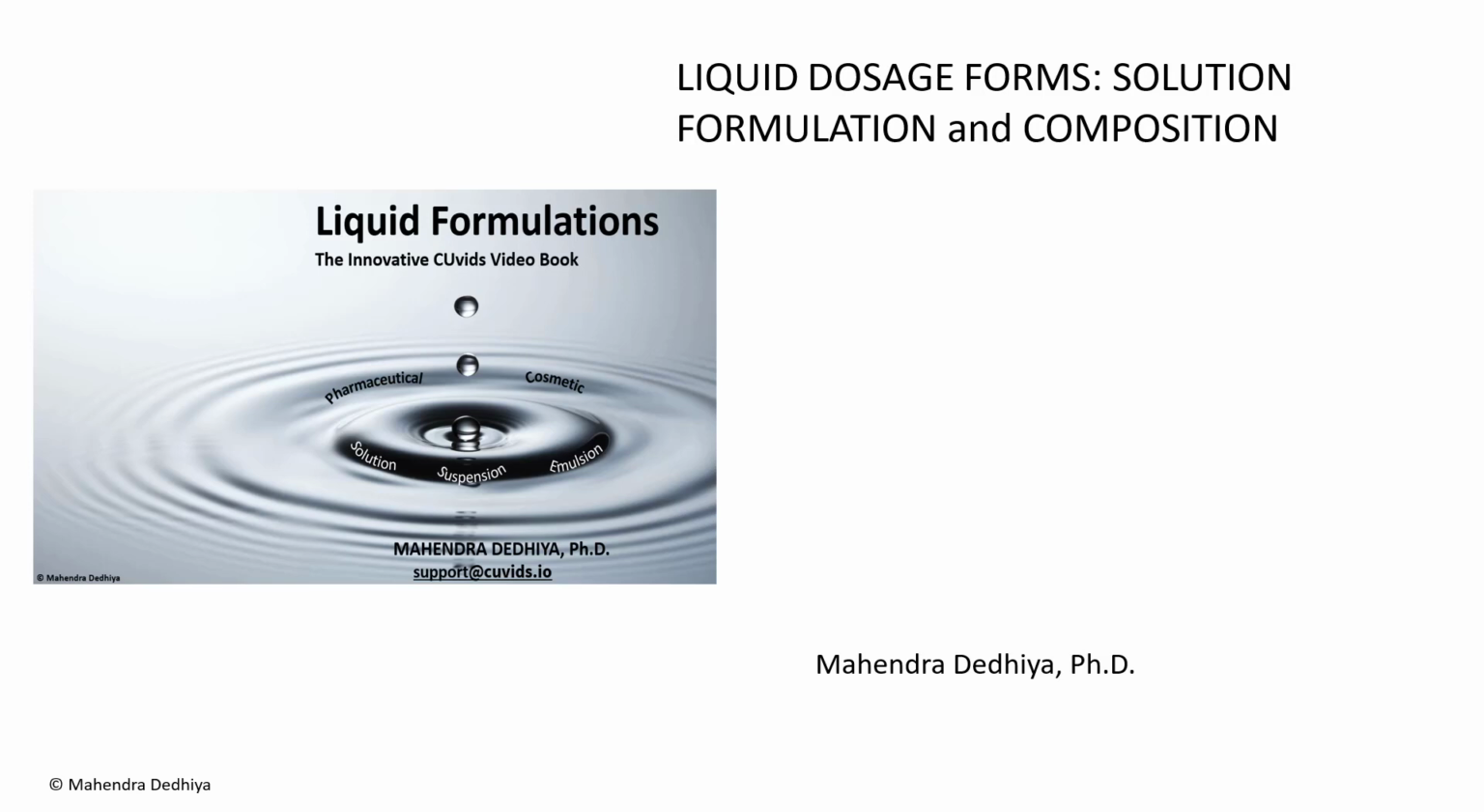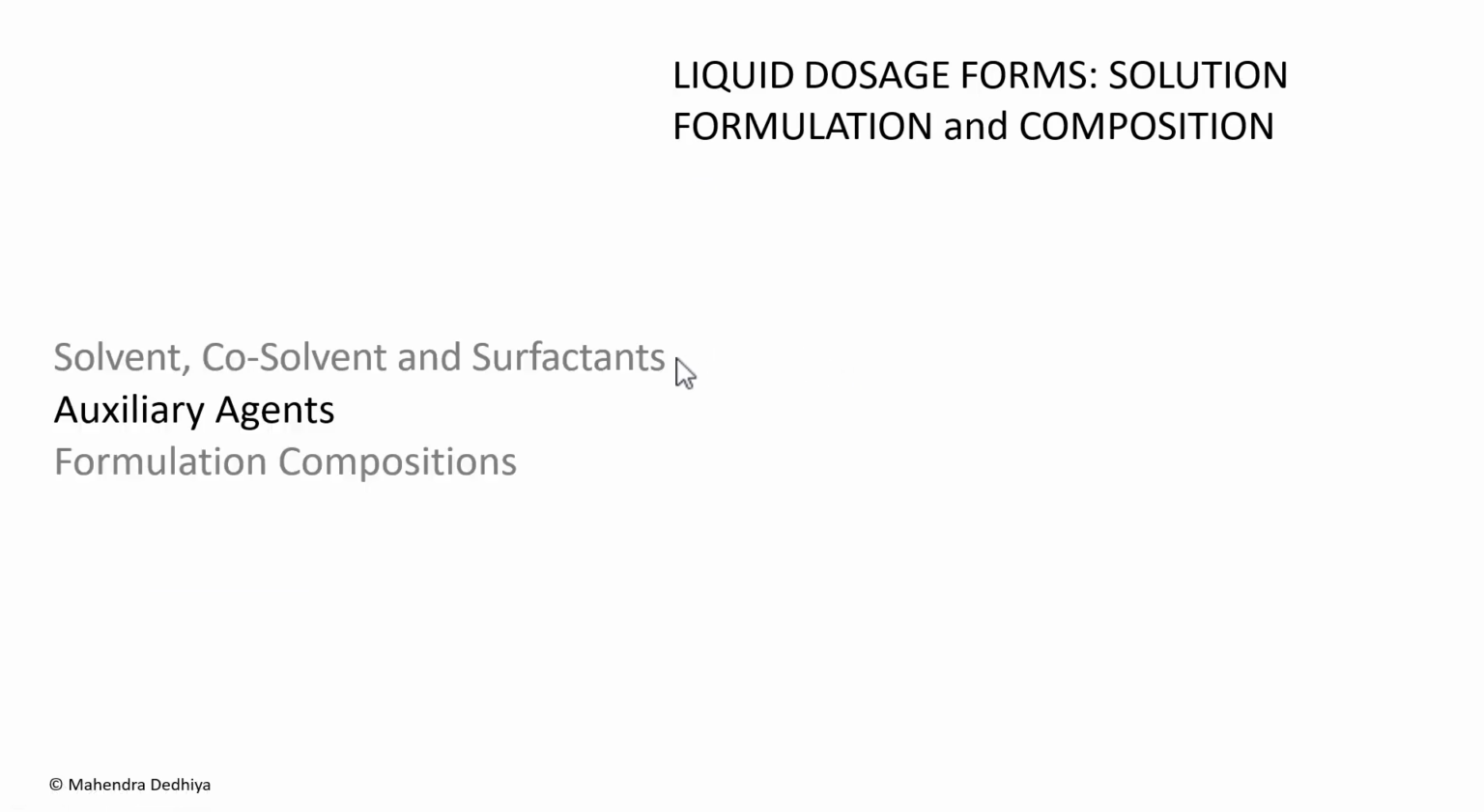This is module number 6 and it is part of the book on liquid formulations. This is the second related video submodule focusing on auxiliary agents. In the previous submodule, we looked at solvent, co-solvent and surfactants. The auxiliary agents include solutes as well as solvents used in formulation to provide its effectiveness.